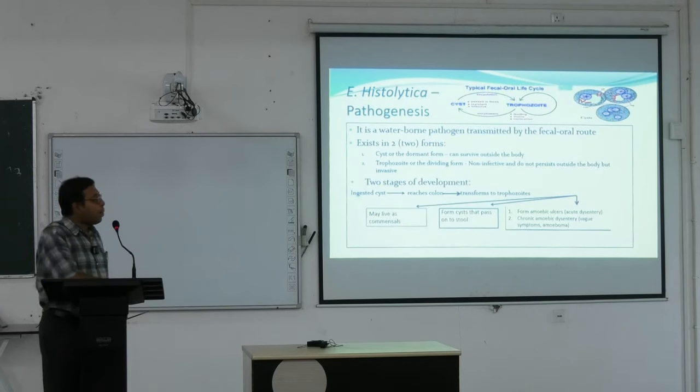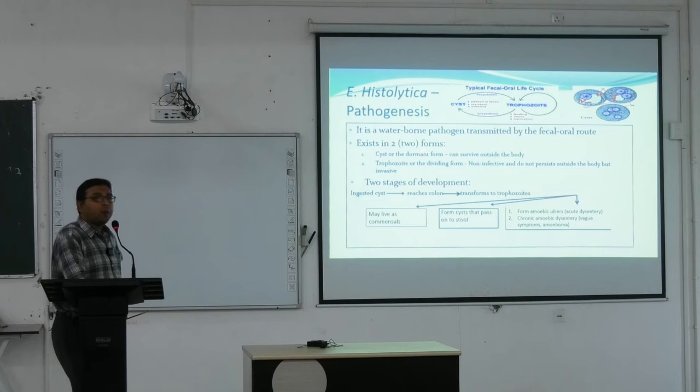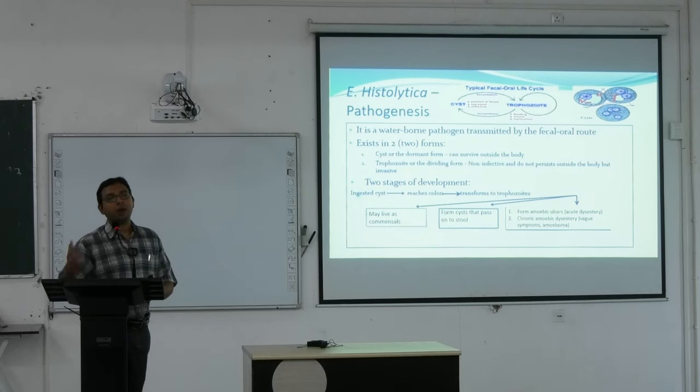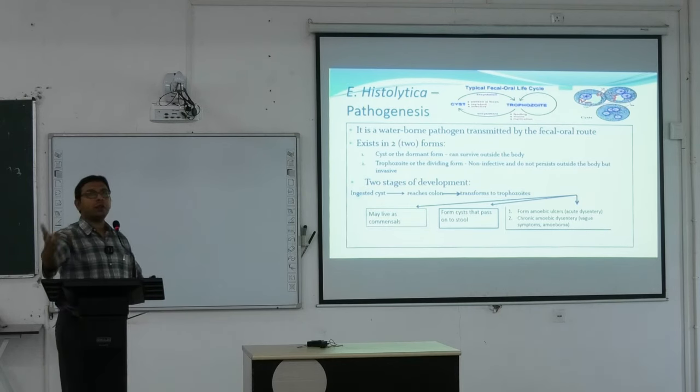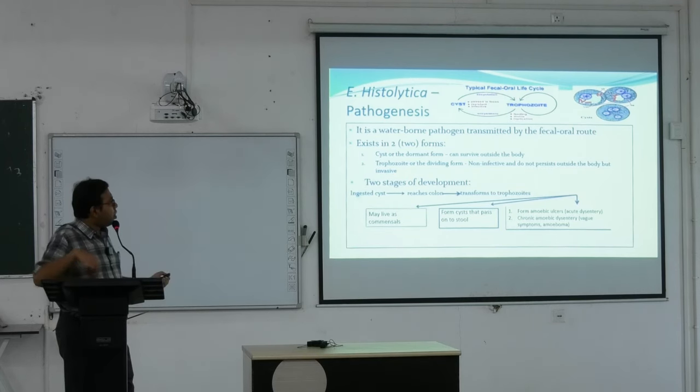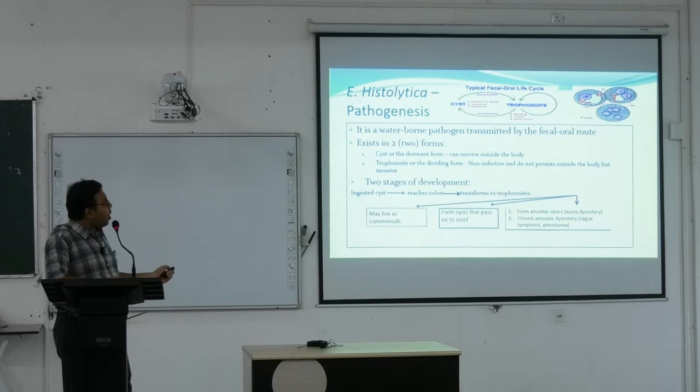So how does it cause the pathogenesis? It is a waterborne pathogen. Again, it is transmitted by the fecal-oral route, and due to the poor sanitation, poor environmental conditions, it is transmitted from one person to another person. Again, in the school or in the hostels, most commonly it is transmitted from one person to another person. This Entamoeba histolytica exists in two forms. One is the cyst form, another is the trophozoite form.